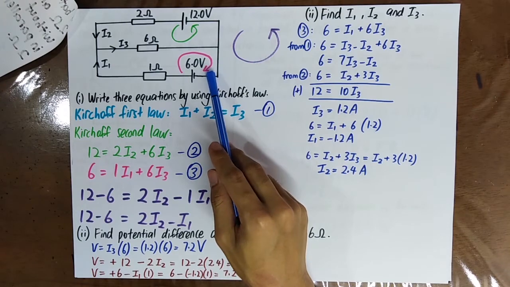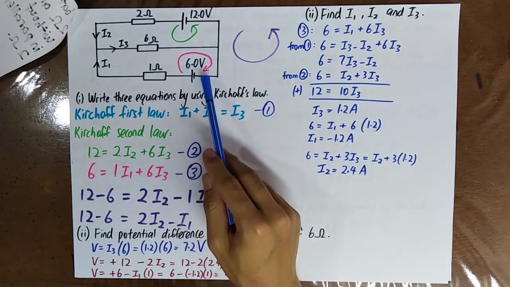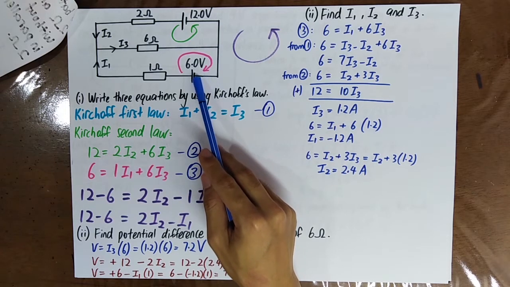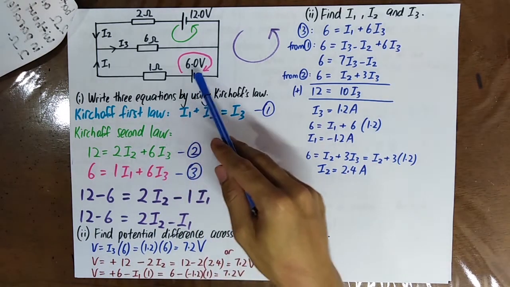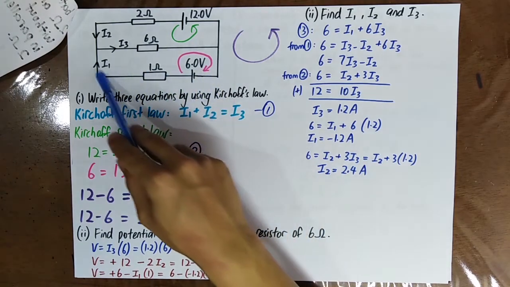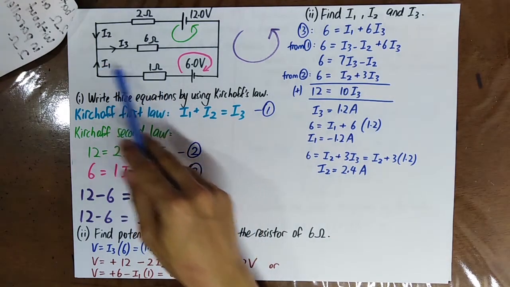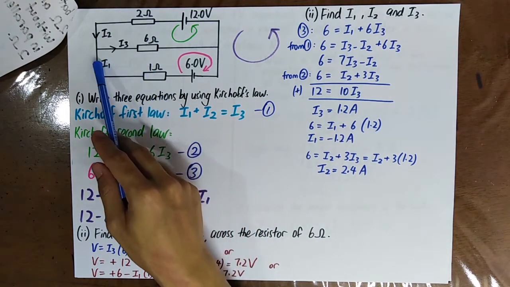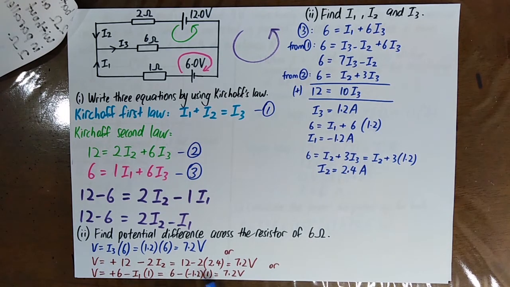Or maybe you can also use this path. That means that from here to here, you are going from negative plate to positive plate, so it is positive 6. And then you are going along the direction of the current, so minus I1 times 1 ohm. And then I1 is negative 1.2. Then you substitute here. You are also able to get the same answer.